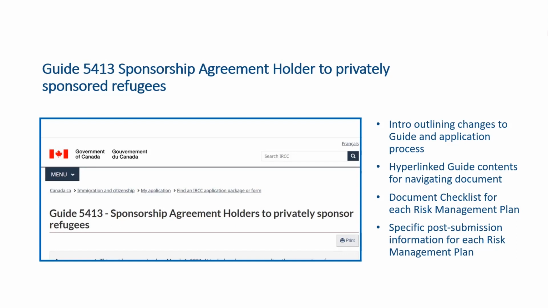And the guide will follow a similar structure that you're used to now. There'll be a contents table at the front, which is hyperlinked, and there'll be a document checklist, and that document checklist will also be specific to each risk management plan. So you can use that checklist when you're putting your applications together, just to make sure you've included all of the supporting documents and forms that you need for your specific risk management plan. And there'll also be some information in the guide about the pre-arrival verification process.